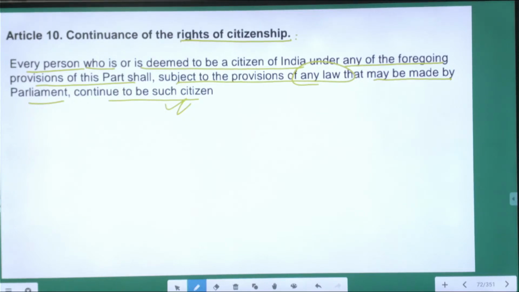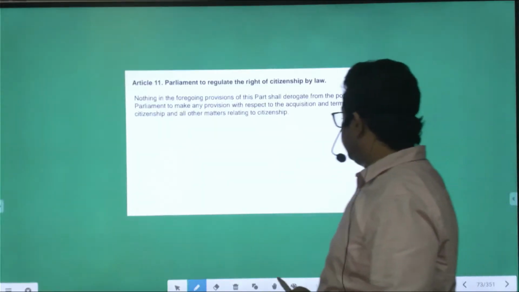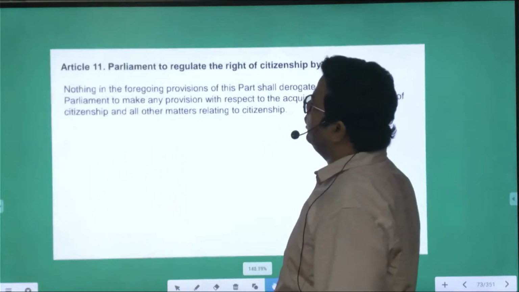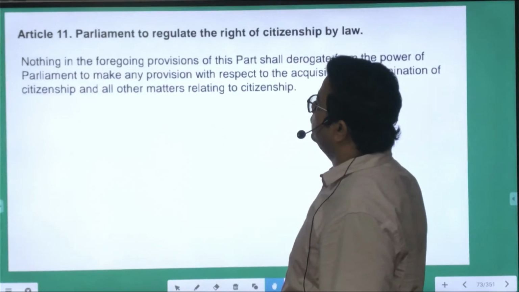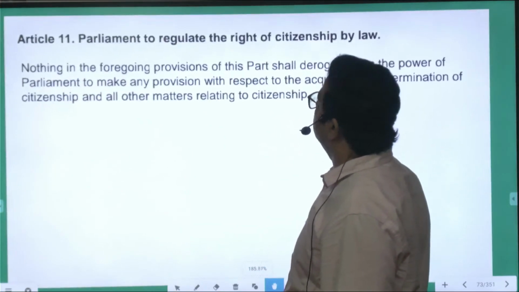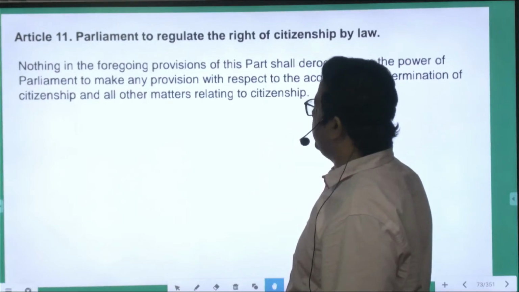Am I clear? Yes or no? This is what Article 10 is about. Any doubt? Any question? No? Good. Last, Article 11, which empowers the Parliament to regulate the rights of citizenship by law.